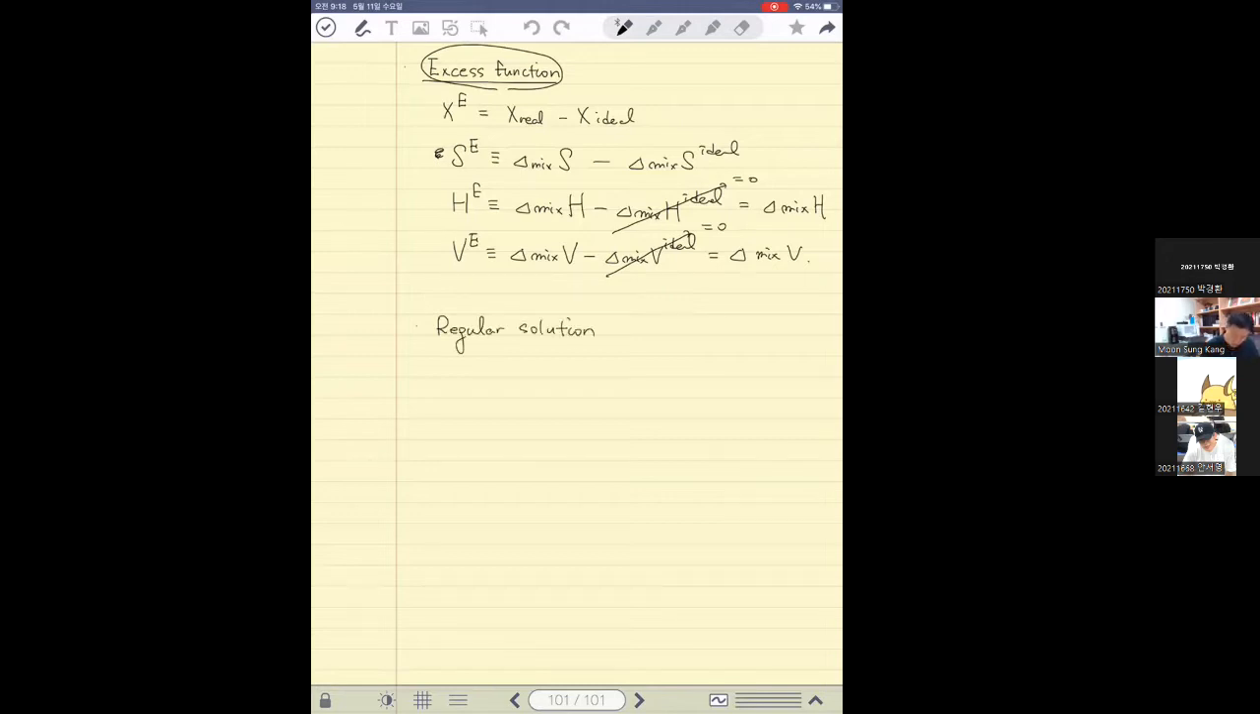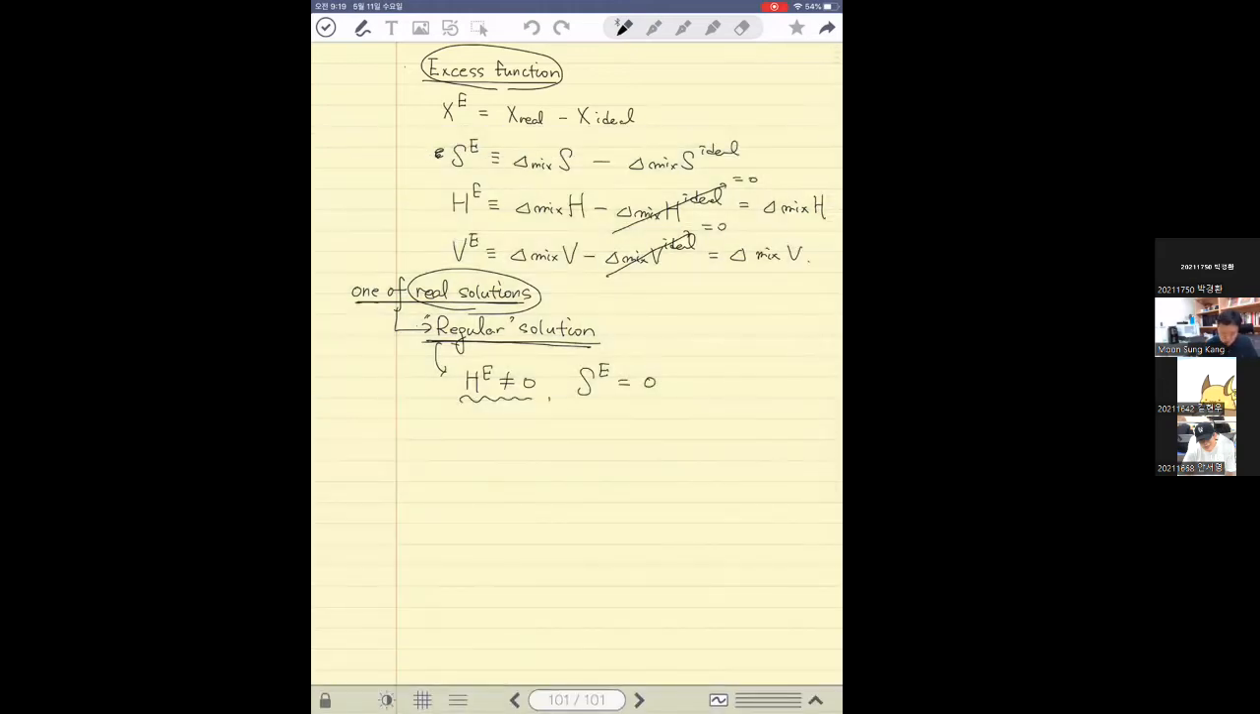I know that they look similar, but regular solution is in fact one type of real solution. This is one of many possible real solutions, right? Any solution that deviates from ideal solution is a real solution, and one of the real solutions we're going to define as a regular solution. For regular solution, the excess enthalpy is non-zero, of course, because there are interactions involved. But for regular solution, the excess entropy is defined as 0.